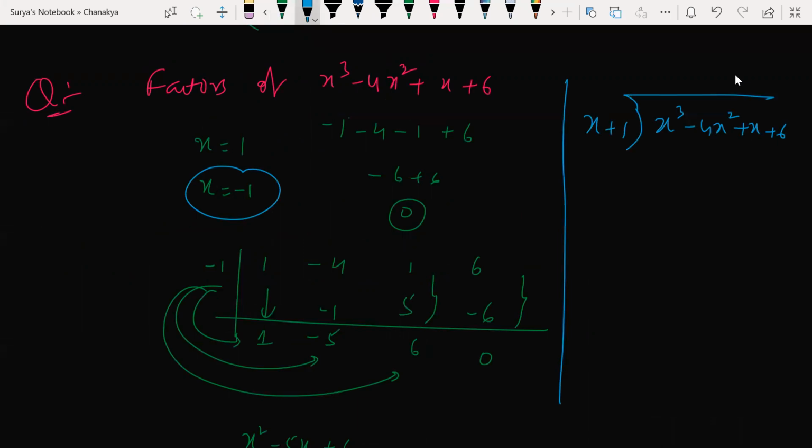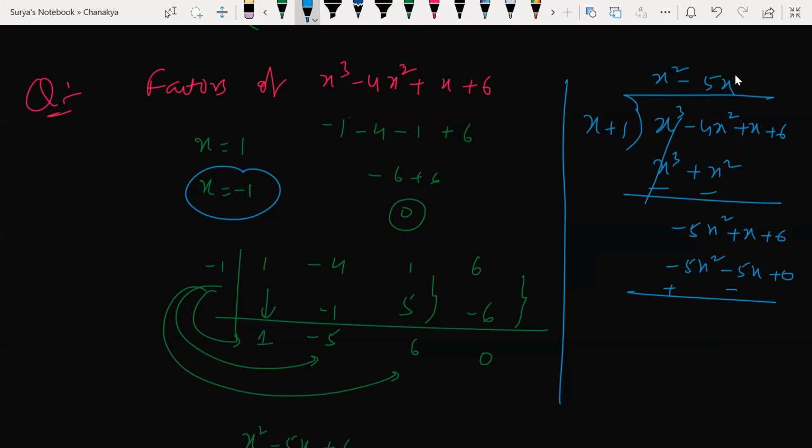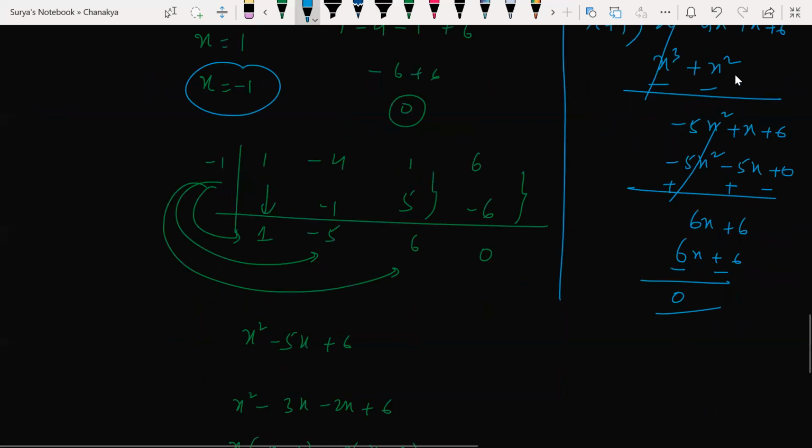Look at it here, x square. So x cube plus x square, minus 5x square minus 5x, plus 6. Then here, minus 5x square minus 5x, plus 5x plus 6, and then plus 6. Sir, I find this little confusing, can you answer again, guys? That's it. Okay, look at this. This is what I got here. Look at this, x square minus 5x. Same thing. Are we getting or not?